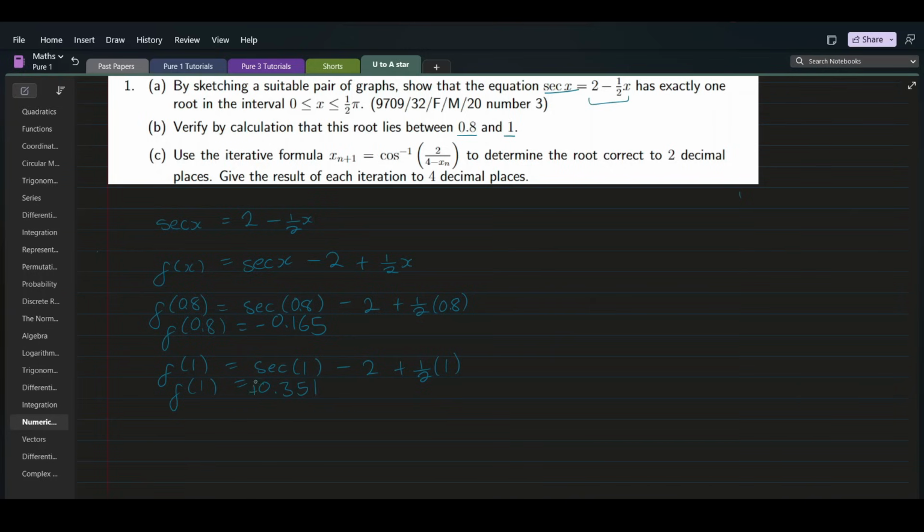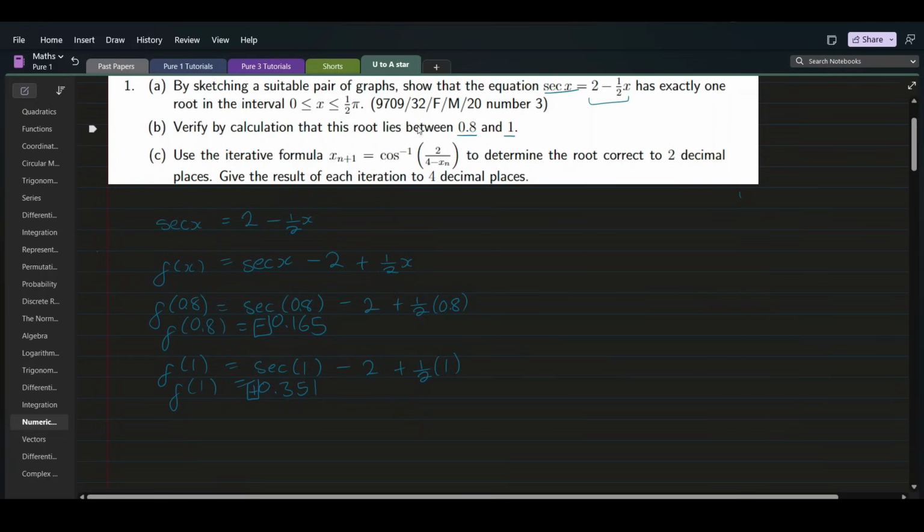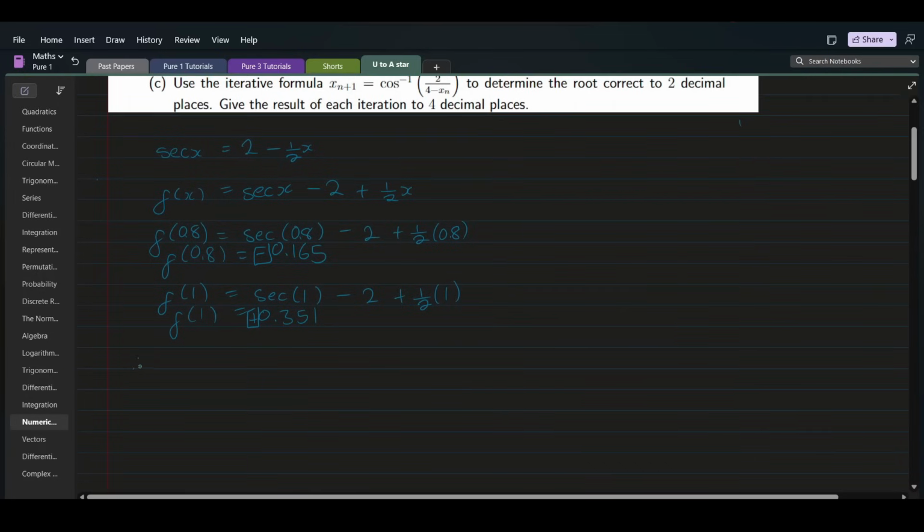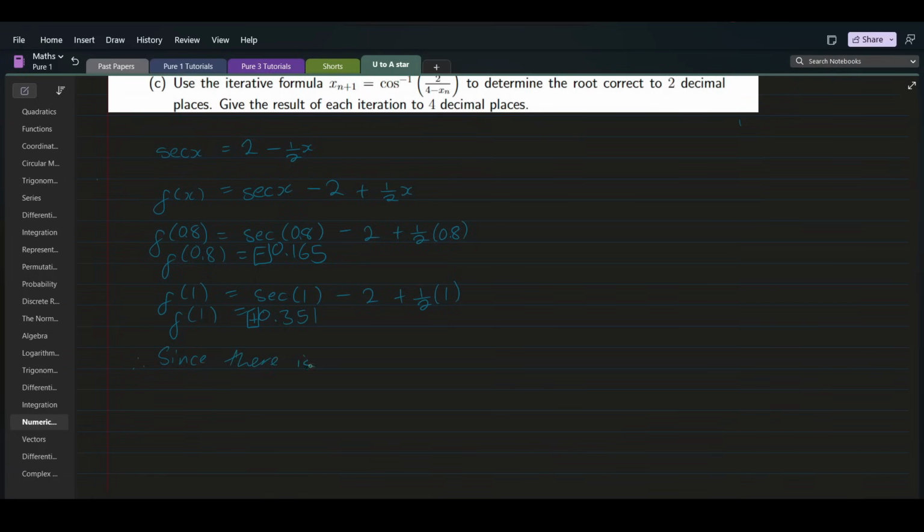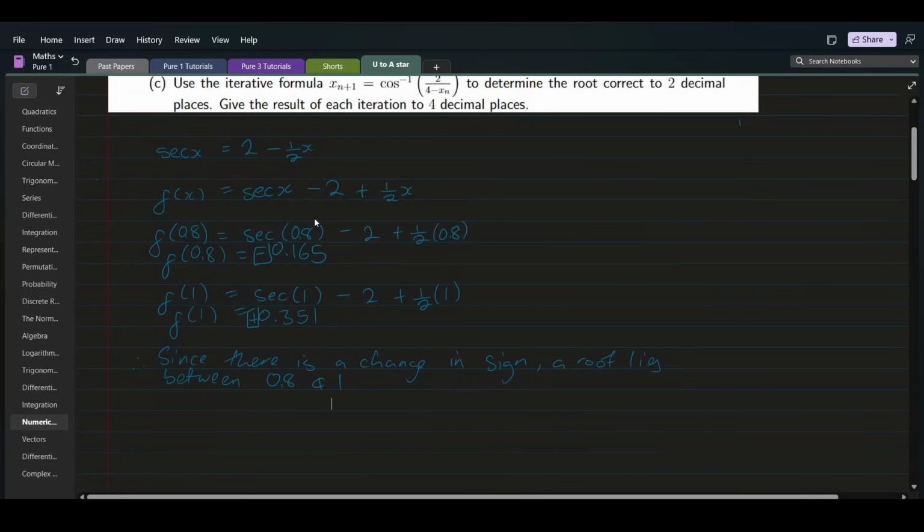And notice how this is positive, but our first answer here is negative. So we can conclude that, therefore, since there is a change in sign, a root lies between 0.8 and 1. And this would be our final answer for part B.